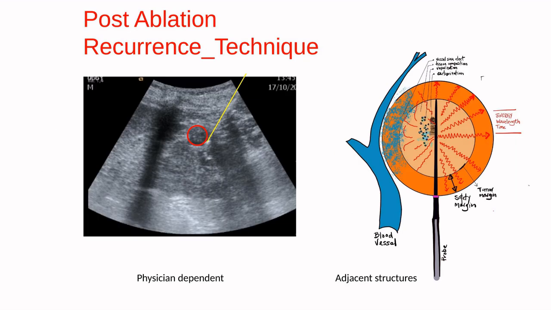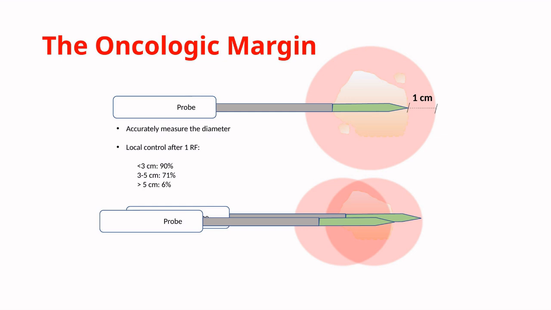But probably the main cause of recurrence is us. Targeting lesions is physician dependent. If we don't target the lesion with precision, we will have incomplete ablations. Here expertise and training matters, and now navigation systems may shorten the learning curve and standardize the procedure. Adjacent structures like vessels, as we have seen, are also responsible for sink effect and thus live tumor nearby blood vessels. An oncologic margin is mandatory.